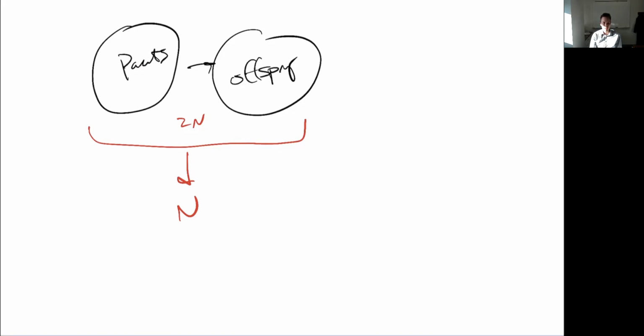Okay, so that's it. That's our quick coverage of multi-objective optimization. Next time, we're going to start talking about surrogate-based optimization.